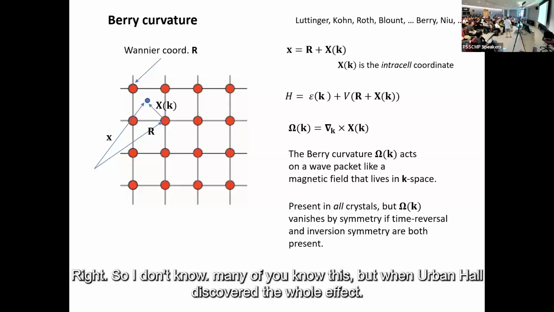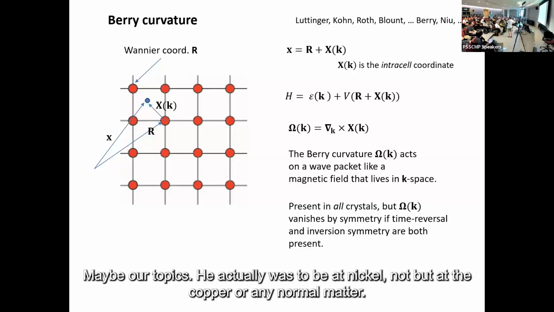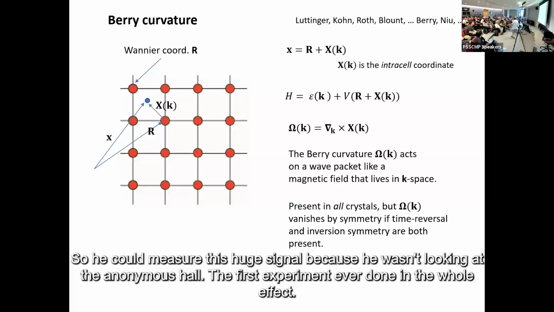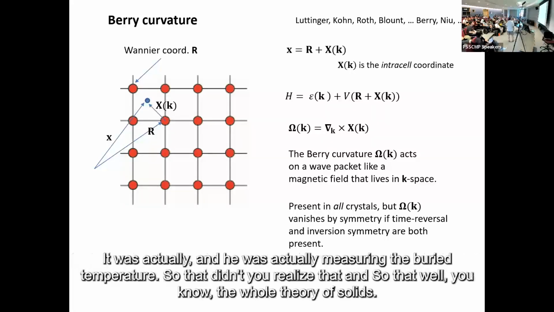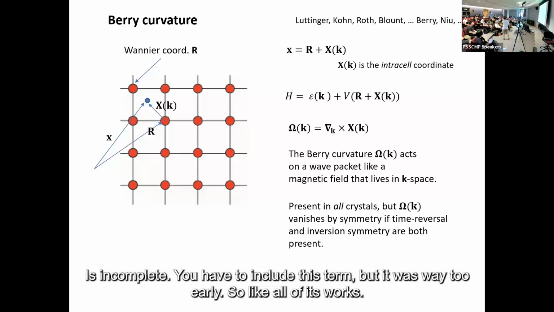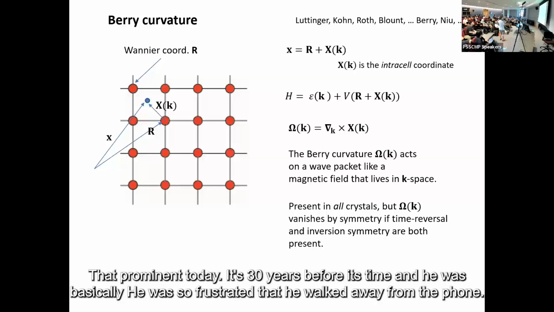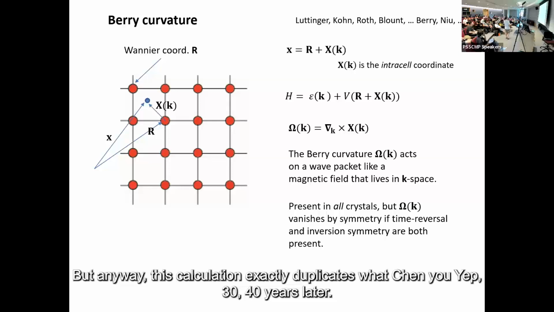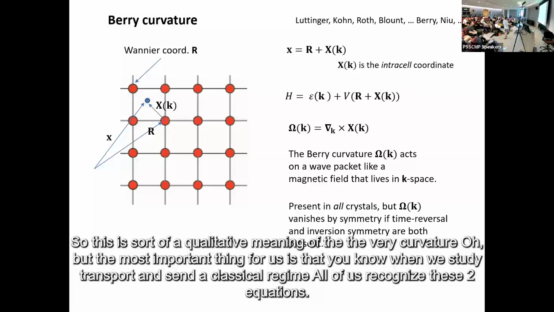I don't know if many of you know this, but when Edwin Hall discovered the Hall effect at Johns Hopkins, he was actually looking at nickel, not at copper or any normal metal. So he could measure this huge signal because he was looking at the anomalous Hall effect. The first experiment ever done on the Hall effect was actually the anomalous Hall effect, and he was actually measuring the Berry curvature. Luttinger realized that and said the whole theory of solids is incomplete. You have to include this term. But it was way too early. Like all his work that permeates today, it was 30 years before its time. He was so frustrated that he walked away from the problem. But anyway, his calculation exactly duplicates what Qian Niu did 30, 40 years later. So this is a qualitative meaning of the Berry curvature.